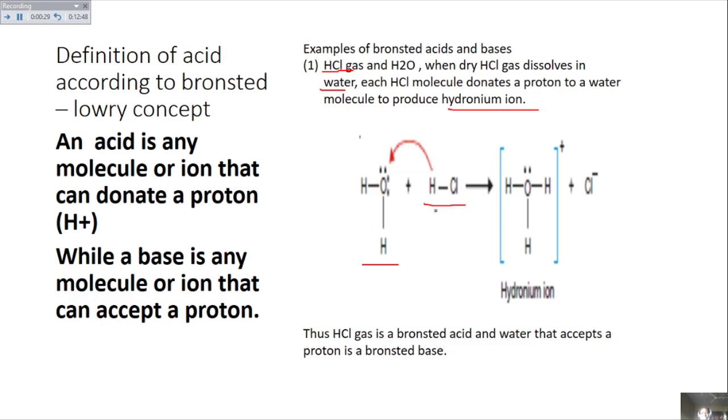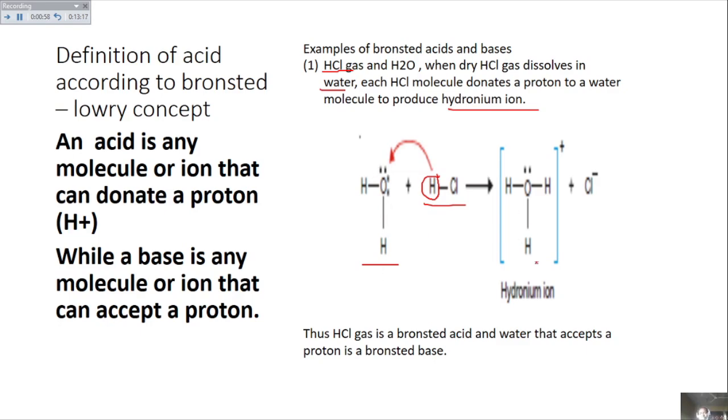What happened here? The HCl, which is what I called hydrogen chloride gas, donates its own what? Proton or hydrogen ion to water. Because it's donating a what? A proton to water. We call this a what? A Brønsted acid. Why water? Because it's accepting it. We call this one a Brønsted base.